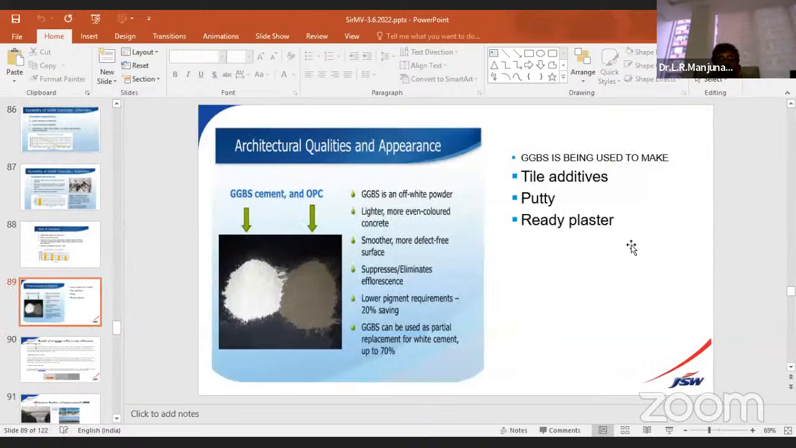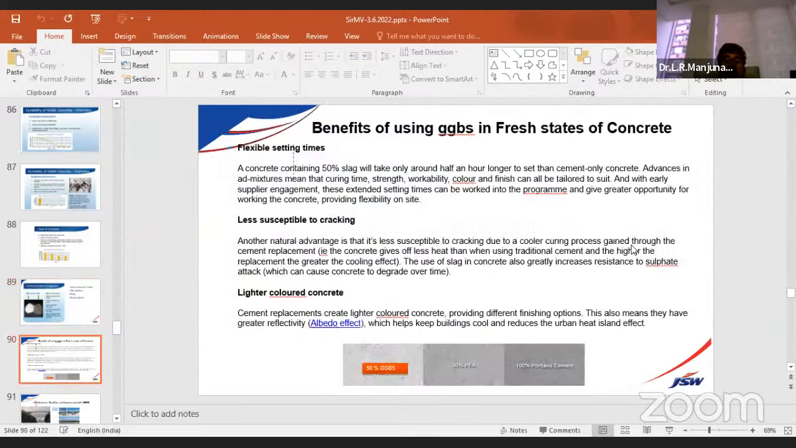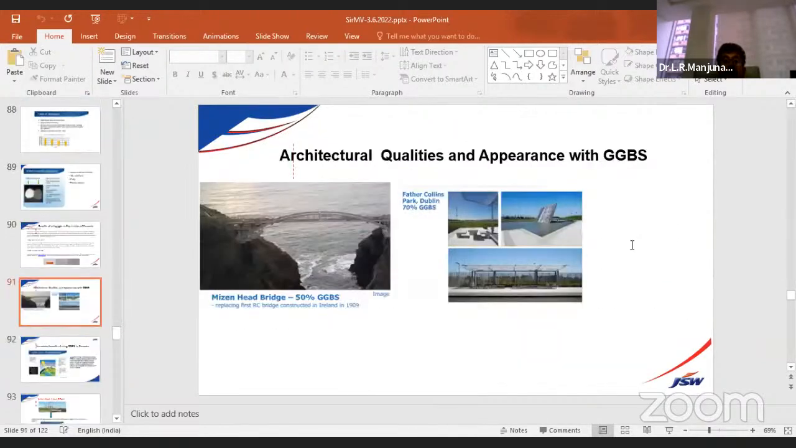So appearance is whitish in nature. It gives a better finish, better aesthetic appearance. We can make use of this product in various other product manufacturing, tile adhesives, putty, ready plaster. So architectural qualities, very smooth finish, good appearance.